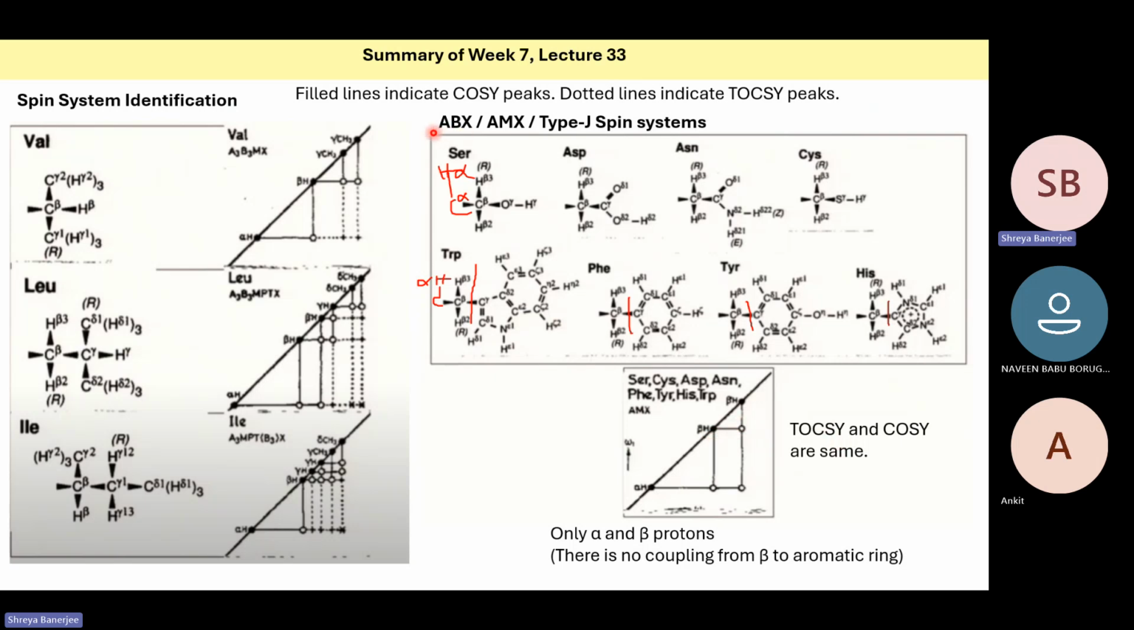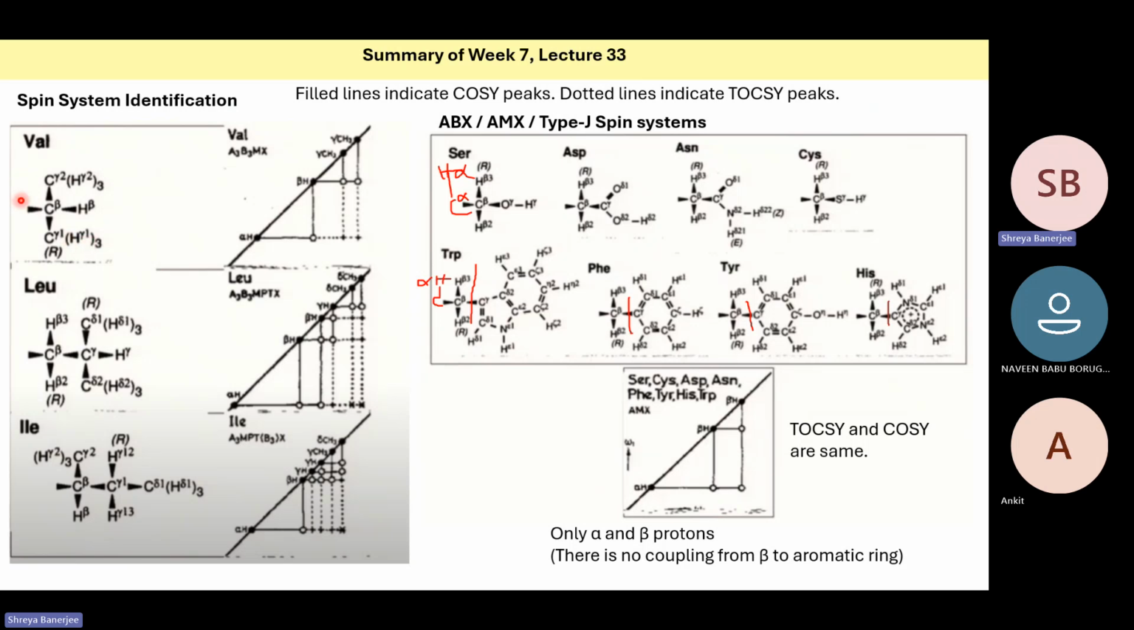So these are called ABX systems because you have 3 kinds of spins, H alpha, H beta 1 and H beta 2. And they are also called type J because, as I said, it is coupling only between adjacent protons. Here you have the aliphatic couplings. So these 8 fall within the same category. These 3 are different categories.